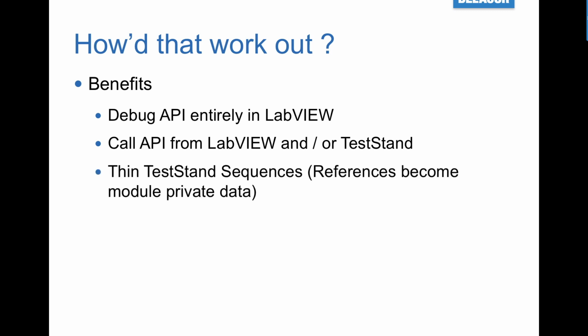Ultimately, this results in a very thin TestStand sequence. Previously, we had references being passed around the TestStand sequence, held within parameters, local variables, and station global variables within TestStand. Those references are now held internally to the module, in the module private data. This results in a very thin TestStand sequence where all we're doing is making calls to the public API from TestStand.